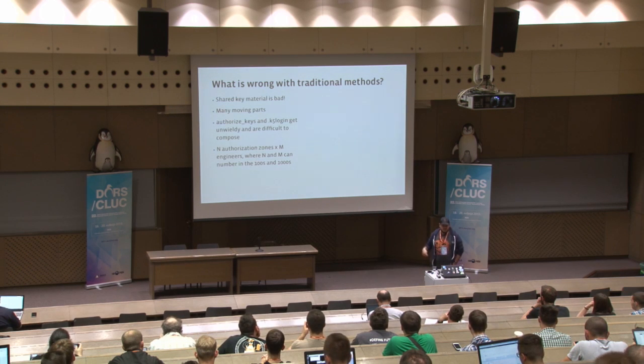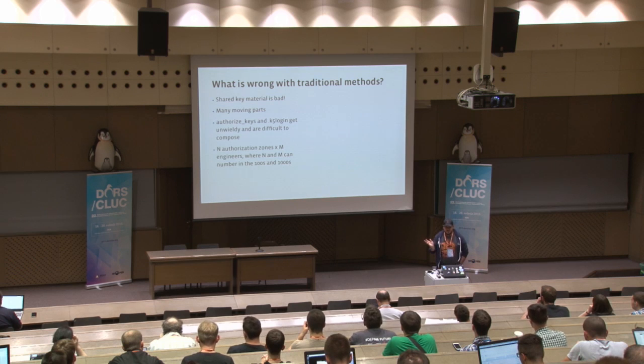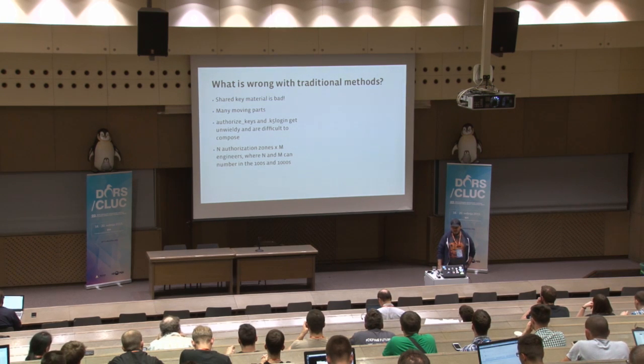These problems get even worse when you have N different authorization zones and M engineers, and then you have to combine those, where they can number in the hundreds and thousands. An authorization zone is something I'll use in the rest of the presentation for a group of servers or services that you have to get into. Pretty straightforward, and it really starts getting out of hand at that level, where you have hundreds and thousands of different permutations. And it becomes a very big headache.